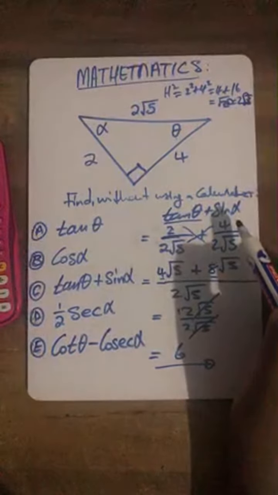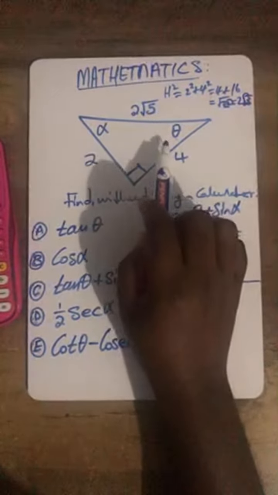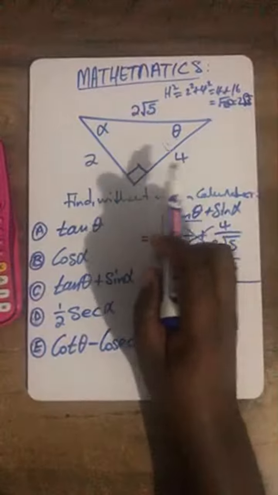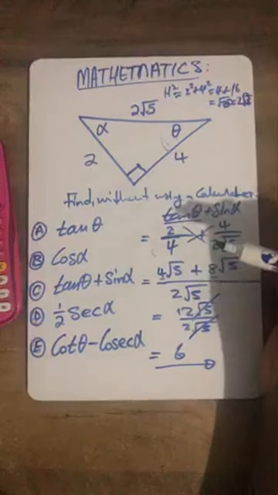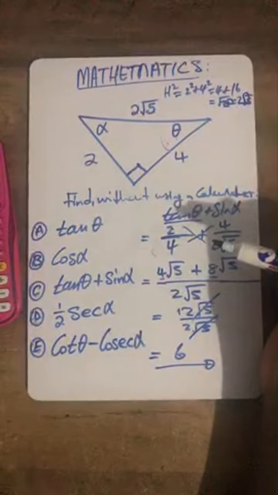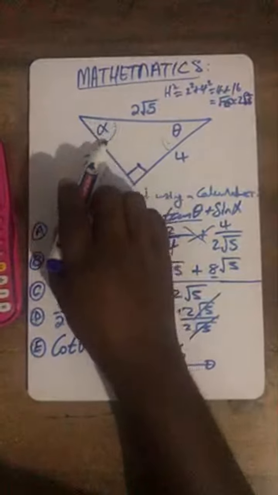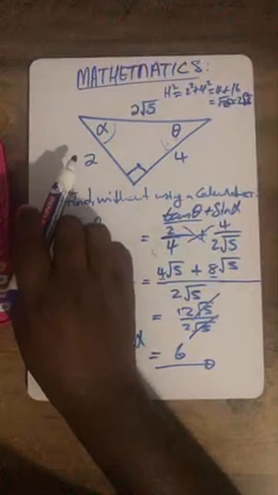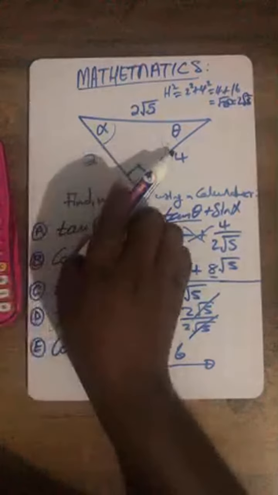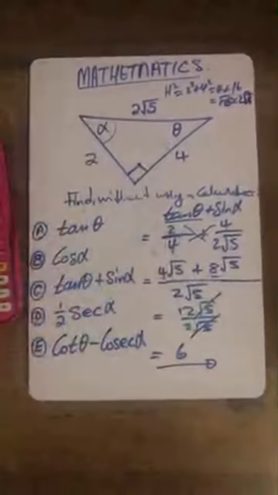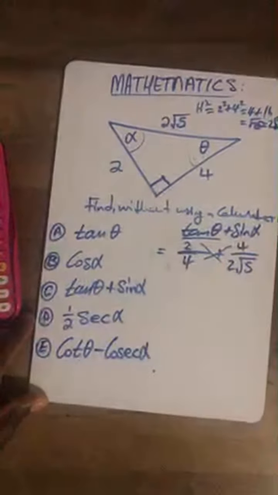Tan is opposite over adjacent. Wait, tan of what? Tan of that. So this is opposite over adjacent, so that means it has to be 2 over 4. And then for sine of alpha, sine is opposite over hypotenuse. Yes, okay. I hope that was my only mistake.